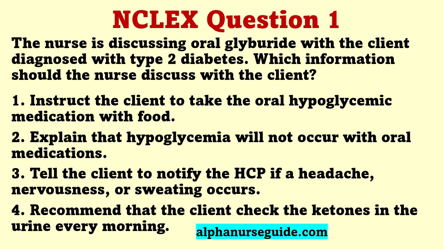The correct answer is 1. Instruct the client to take the oral hypoglycemic medication with food. Glyburide is a sulfonylurea that stimulates the pancreas to secrete more insulin. The oral hypoglycemic medication should be administered with food to decrease gastric upset. The client receiving oral hypoglycemic medications can experience hypoglycemic reactions, as can clients receiving insulin.